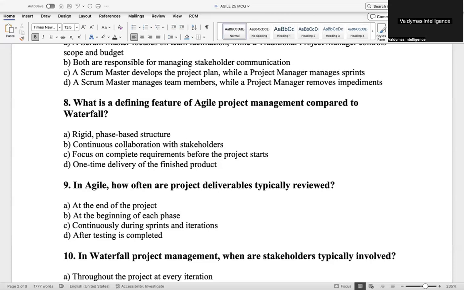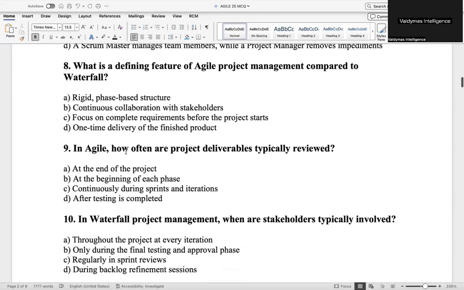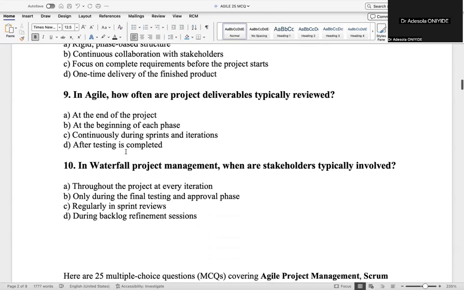Okay. So Agile project management does continuous collaboration with stakeholders, even up till the end of the project. That's why we're able to work at any time. We are given to continuous improvement, technical excellence, and all those. All the other three features are classic for waterfall. Okay, number 9. In Agile, how often are project deliverables typically reviewed?